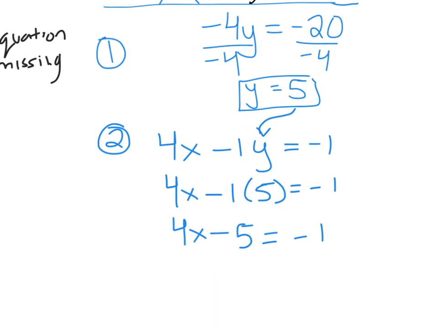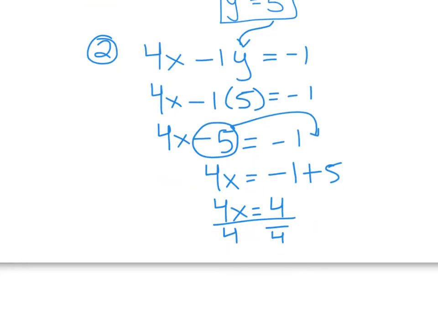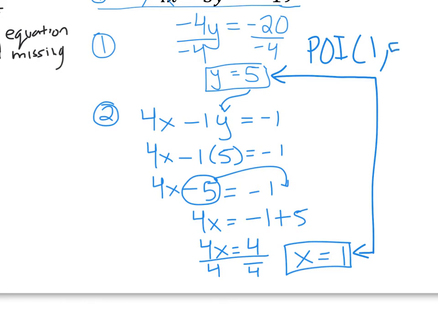We'll collect the like terms by bringing over the negative 5 to leave my 4x by itself, and I'll have negative 1 plus 5. Negative 1 plus 5 is 5 minus 1, which is 4. Divide both sides by 4, and we'll end off with x is equal to 1. So right now we've solved for our y and our x value, for our point of intersection, which we can write down as 1, 5.